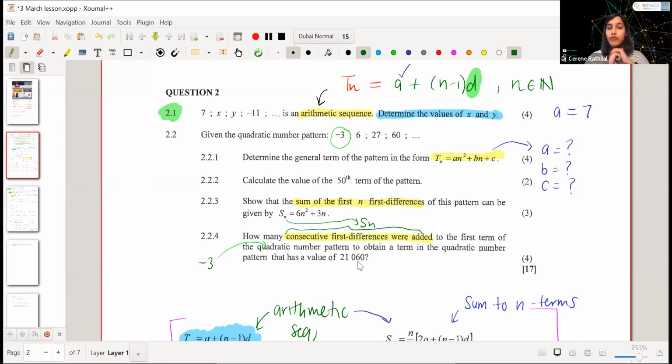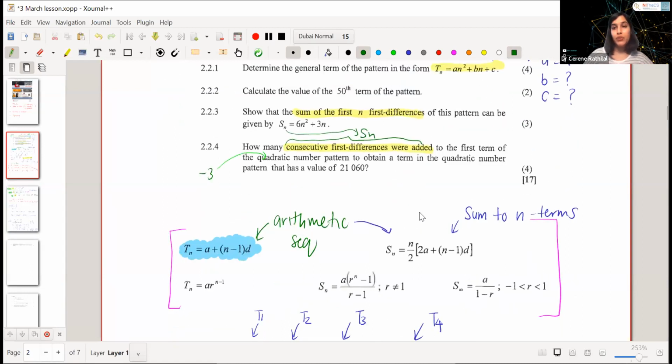How many consecutive first differences were added to the first term of the quadratic number pattern, which is -3, to obtain a term in the quadratic number pattern, meaning a term here in this sequence, to the value of 21,060? So we want to solve for n. That simply amounts to us solving the following. For what n is Sn added to -3 equal to 21,060? Is everybody clear that that is the equation that I'm going to be solving?